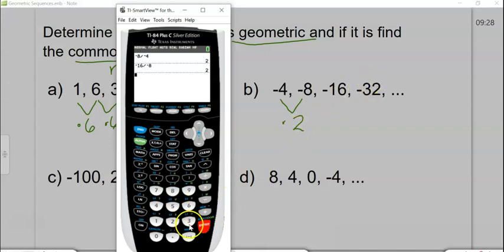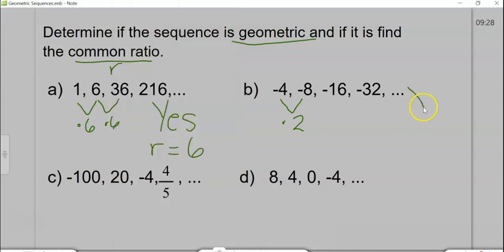And so then I take the fourth term, negative 32, divided by the term before it, which is negative 16. And we get 2 again. So that means all of those had multiplied by 2 to get to the next term, which means that, yes, this is a geometric sequence, and our common ratio is 2.